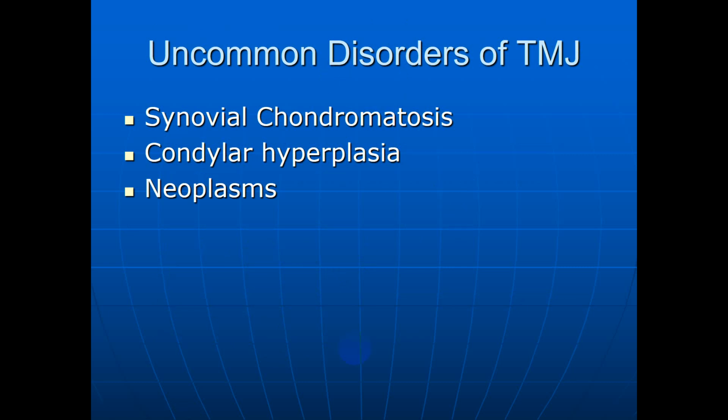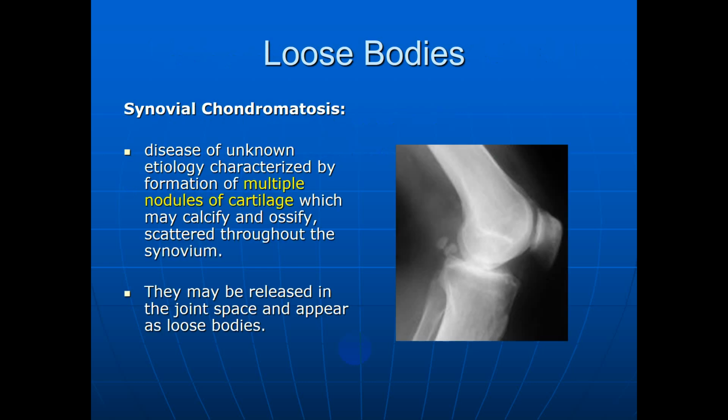Some disorders that are uncommonly seen in the TMJs include synovial chondromatosis, condylar hyperplasia, and neoplasms. In synovial chondromatosis, we will not talk much about it, but we will know that it is a disease of unknown etiology. There will be formation of multiple nodules. So these loose bodies are multiple nodules of cartilage that are released into the synovial space, and they can limit the movement. Radiographically, they can appear like loose bodies floating in the joint space.